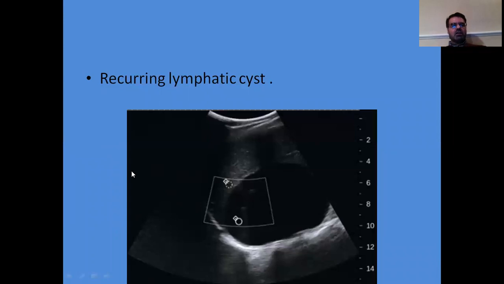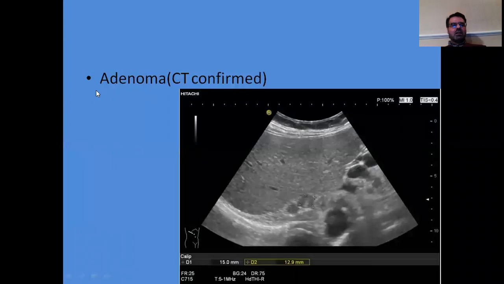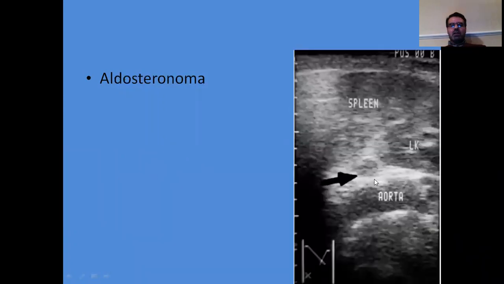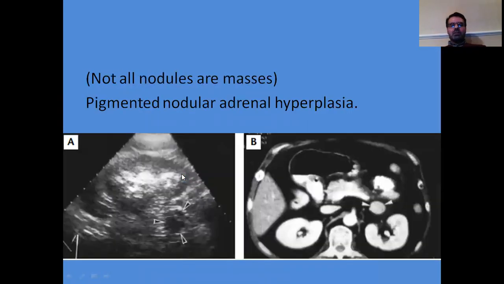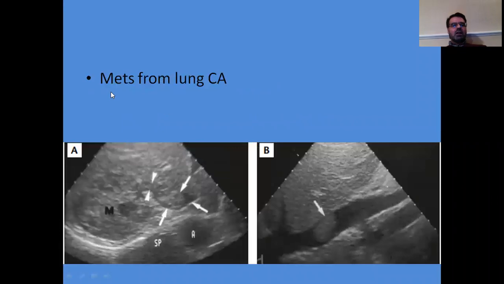Ultrasound can show cystic lesions as well, such as this example of lymphatic cyst. Adenoma can also be seen. This was confirmed on CT scan. This is another aldosteronoma. Not all nodules are masses, such as this example of nodular hyperplasia. This is the CT scan, and this is the nodule on ultrasound.